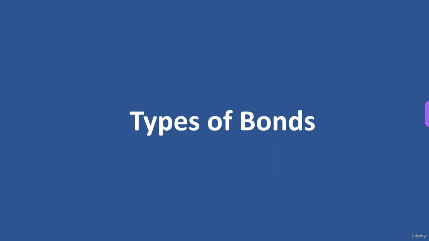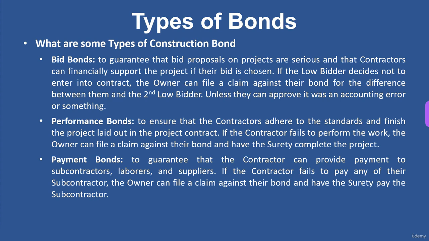Then there are bonds. There are different types of bonds on projects. So, what are the different types of construction bonds? You have bid bonds. A bid bond guarantees that the bid proposals on the project are serious and that the contractors can financially support the project if their bid is chosen.